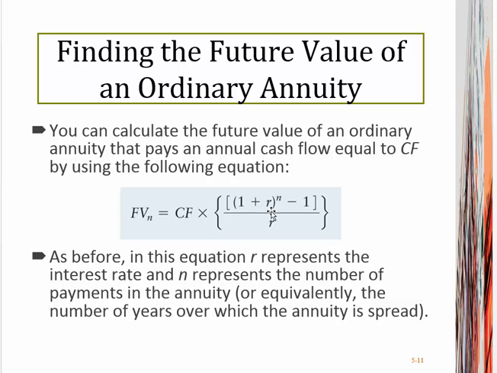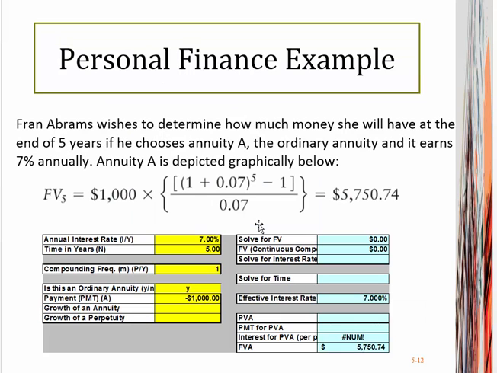It's 1 plus the required return to the nth power minus 1, divided by that required return. This is what you would refer to as the interest factor. Multiply the payment times that, and you would end up with the future value. So let's take a little example here.